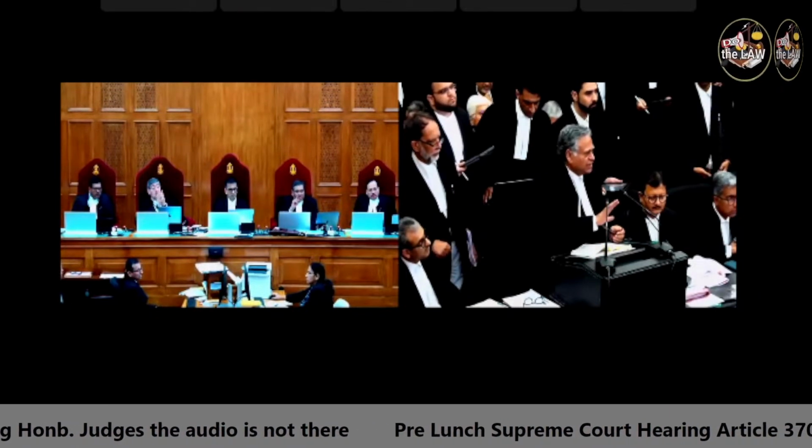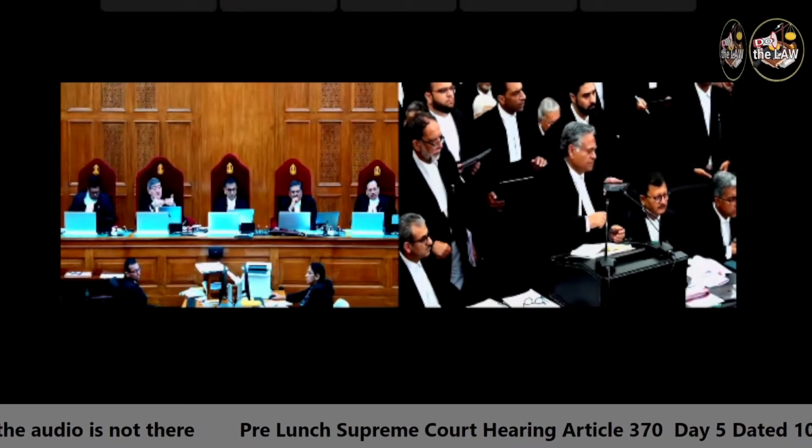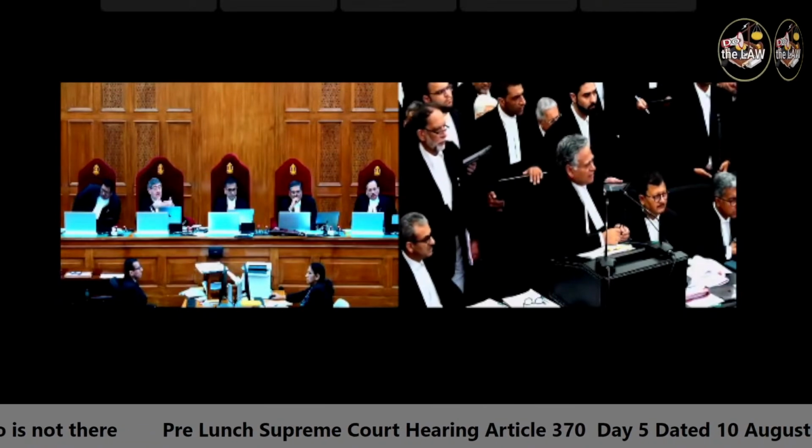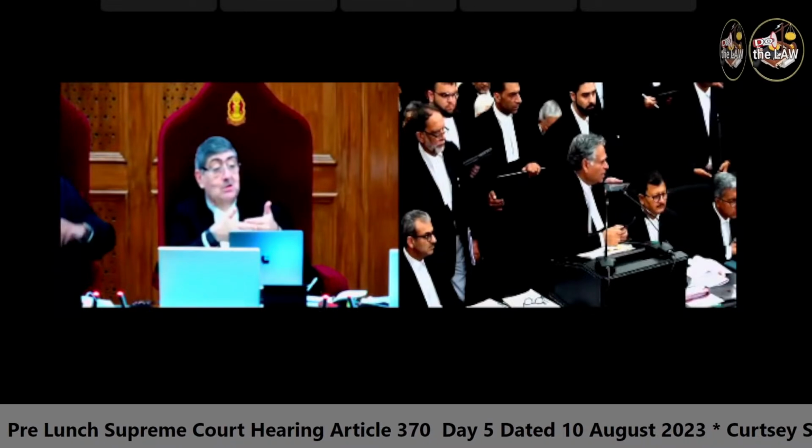That's one. Again, Mr. Gopal Subramanium's argument was that 370 is a medium of interaction. It's a medium of interaction. Therefore, that's the process you must follow.